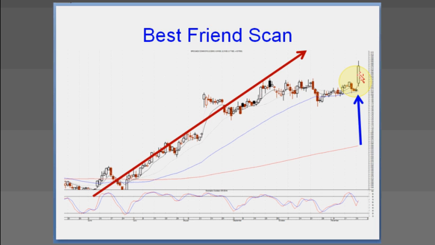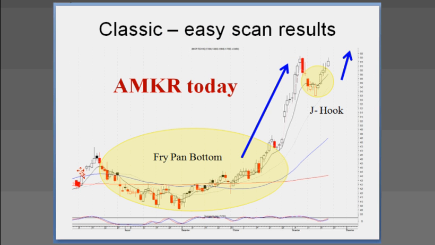There's our best friend. We can scan for a best friend. We can make our analysis that we've had a wave 1, wave 2. Now we're going into wave 3. Where do you think wave 3 is going to go to? It's going to come back up here to the trajectory of that trend and then possibly continue at a 45-degree after that. So the reason, again, we recommended AMKR is because we came out of a big fry pan bottom.